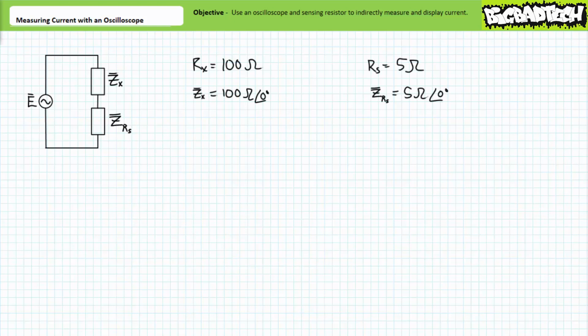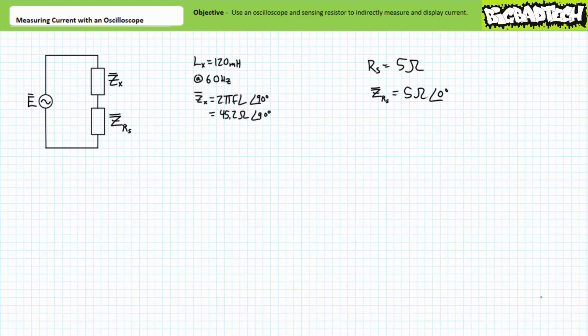For example, if we wanted to measure current through a 100 ohm resistor, making use of a sensing resistor of, let's say, 5 ohms should give us reasonably accurate results, since the sensing resistor's magnitude is only 1/20th the magnitude of the 100 ohm resistor. Sizing a sensing resistor for reactive elements, however, necessitates a bit more thought, since the impedance magnitude for reactive elements like capacitors and inductors is a function of frequency.